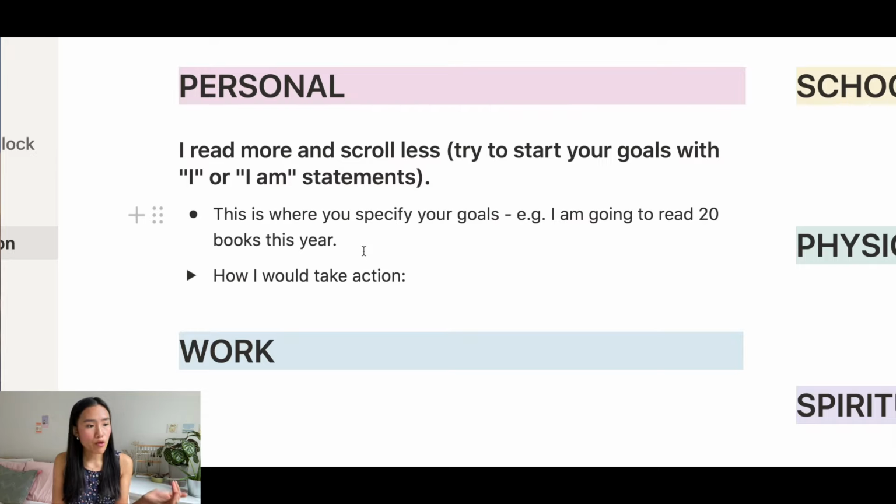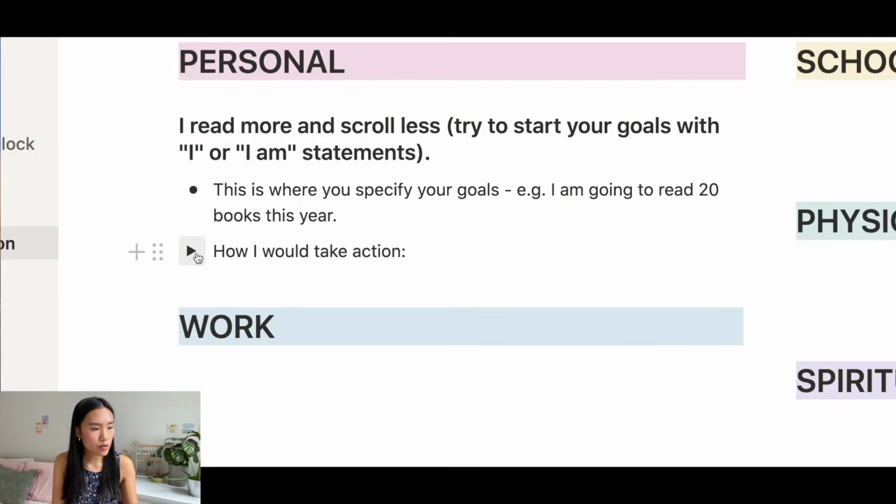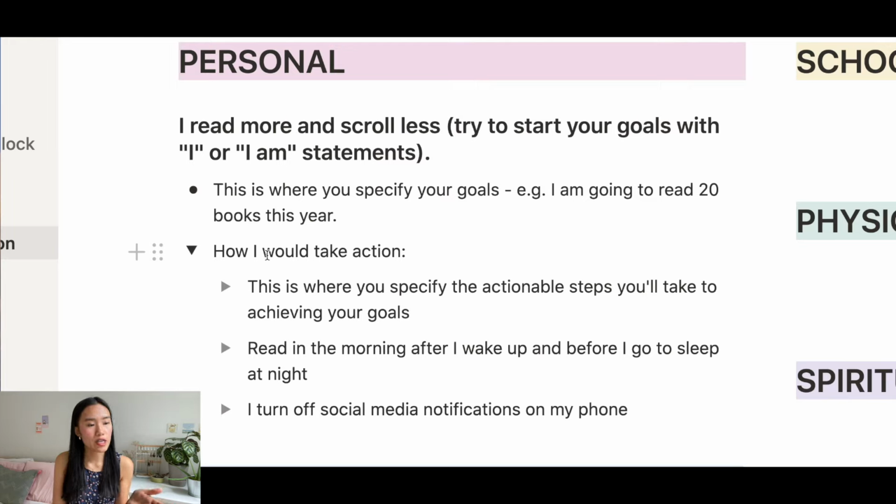So for I read more and scroll less, a bullet point could be, I am going to read 20 books this year. And then I've created a little toggle list, which you can click down. This is where you could articulate how you would take action. As I said here, this is where you specify the actionable steps you'll take to achieving your goals. For example, for reading more and scrolling less, I wrote, read in the morning after I wake up and before I go to sleep at night. Pretty doable. And then I also wrote, I turn off social media notifications on my phone. Also very doable. These things I actually do on a daily basis.